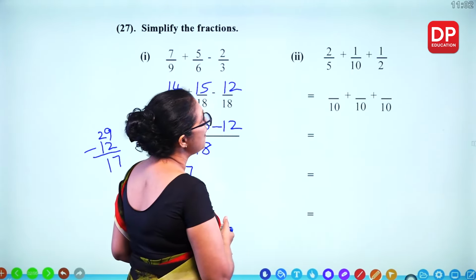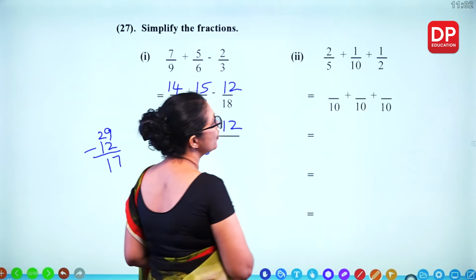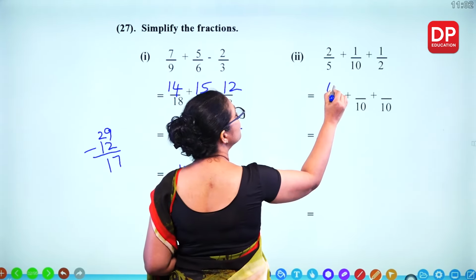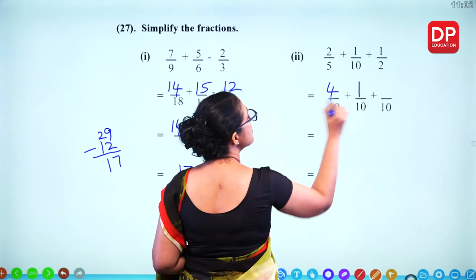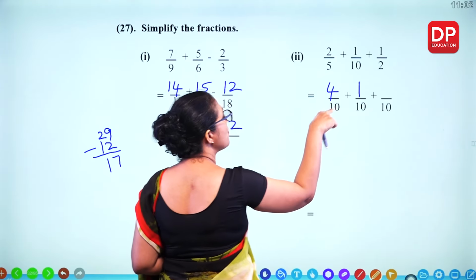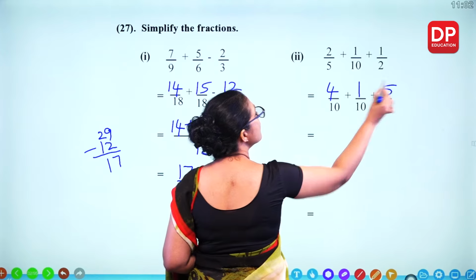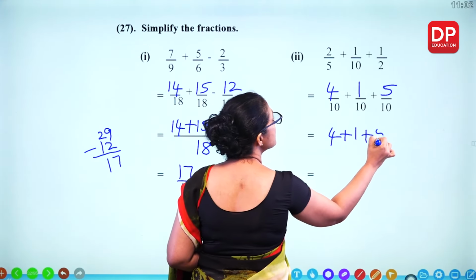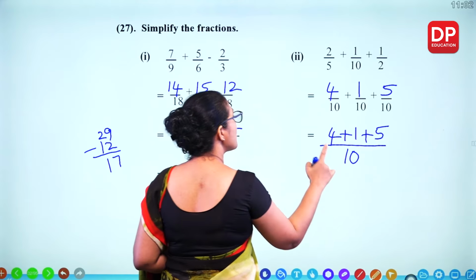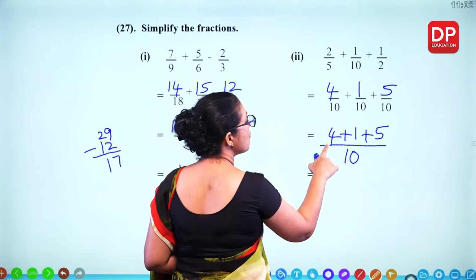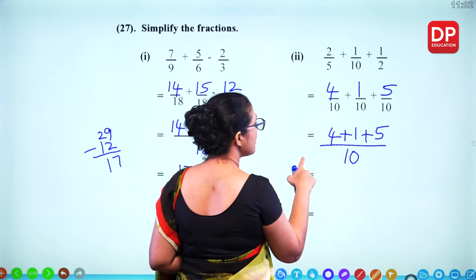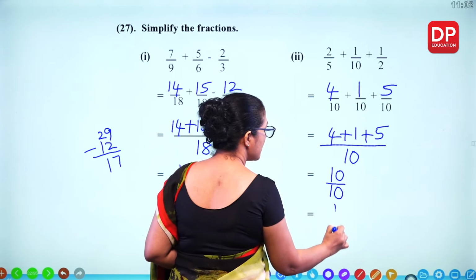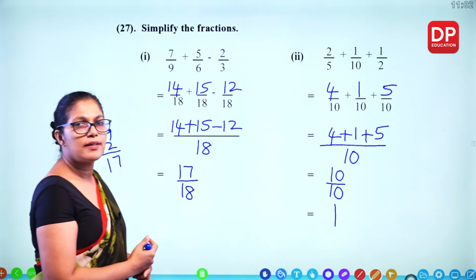This one, 5, 10, 2. You can convert to the denominator 10. Multiply by 2. That's 4. This is the same thing. This one multiply by 5. You get 5 here. Now add the numerators. So what do you get? 4 plus 5, 9. 9 plus 1, 10. 10 over 10. That's 1.